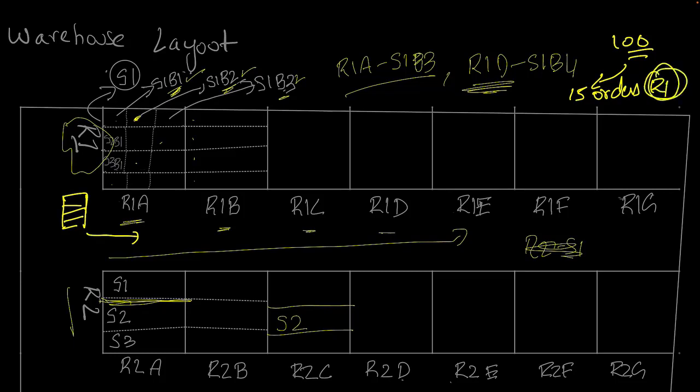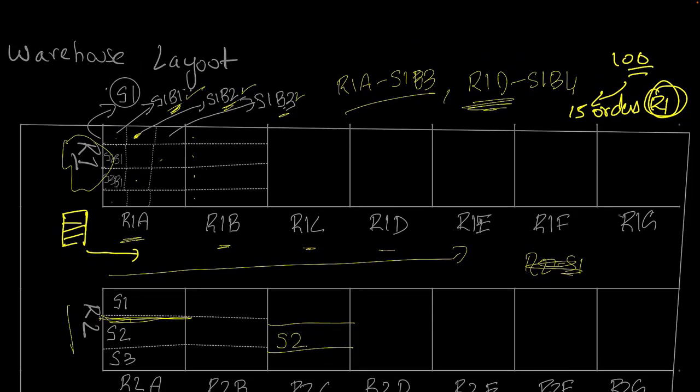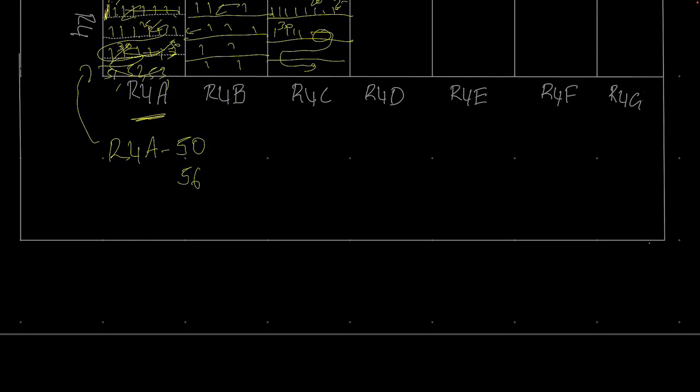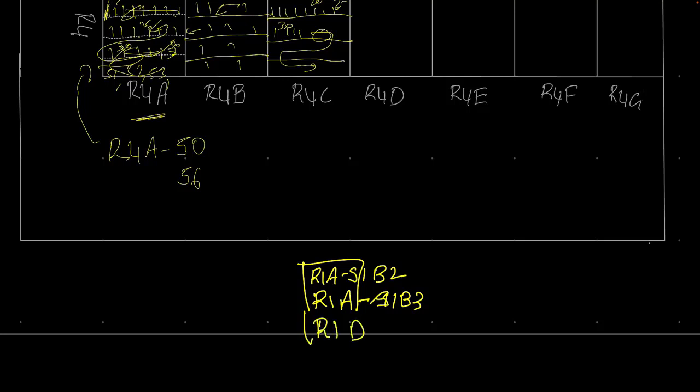So what I'm going to do now, let's assume that our first order has the following items. We're going to assume that our first order has an item from R1A, S1, B2, and R1A, S1, B3, and let's say it also has an item from R1, D, S2, B1.